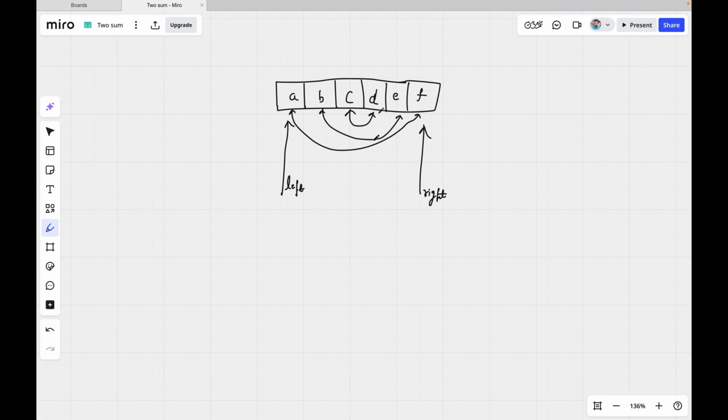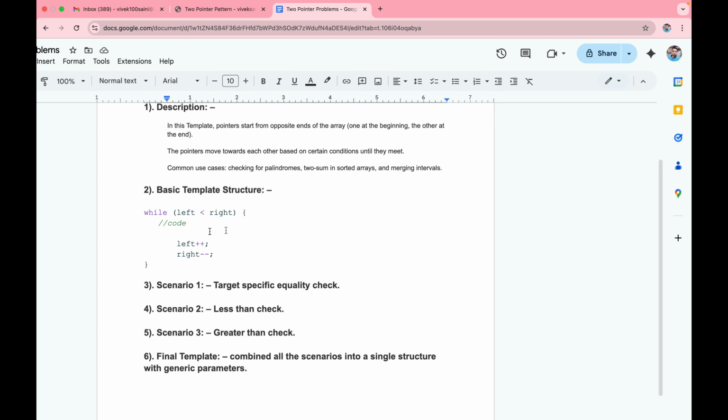Okay. So I'm doing this. Swapping is just a logic. But what is our basic structure? What are we doing here? Without checking any target or any condition, we are moving left one step ahead, means left plus plus, and we are moving right one step in the backward direction. So our operation will be right minus minus. Now you can understand this logic.